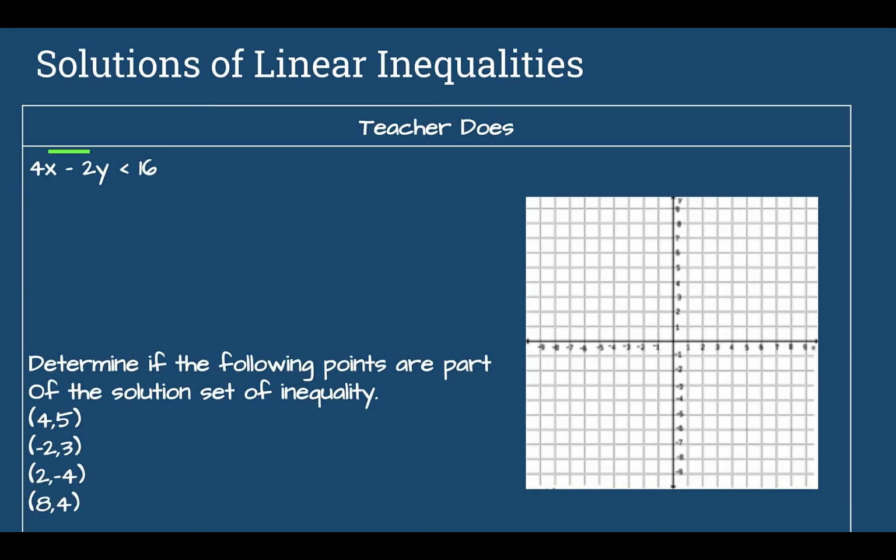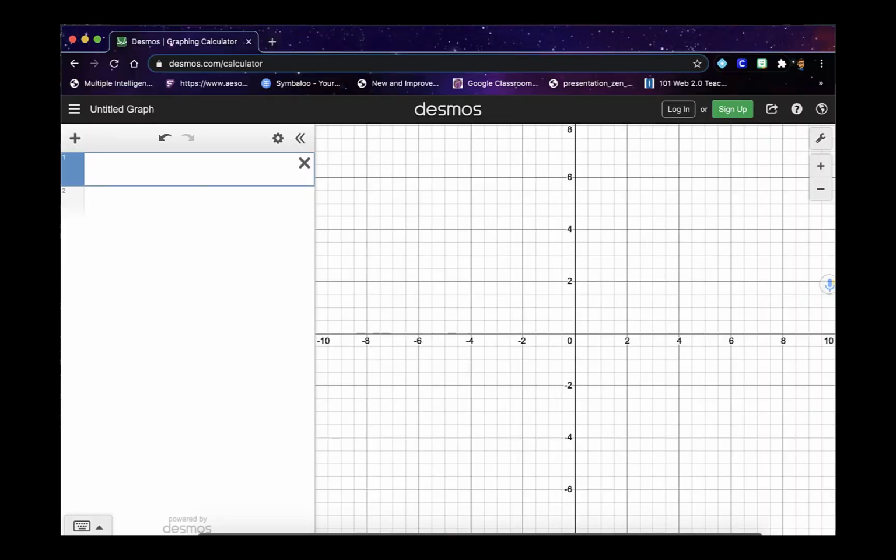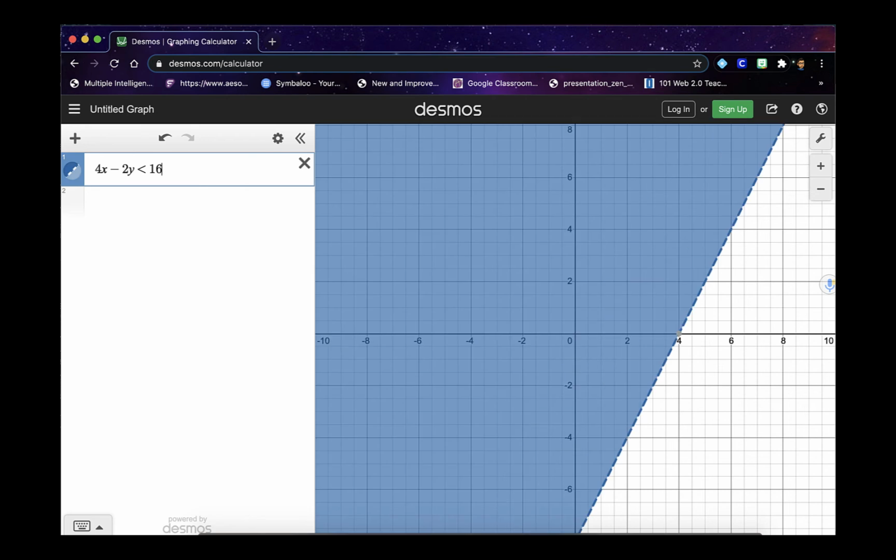For this next example, let's enlist the help of Desmos. In Desmos, if we type in our inequality, it graphs it and shades it for you. And it chooses the correct line. So that can be very helpful when you're trying to determine if you've shaded things correctly.